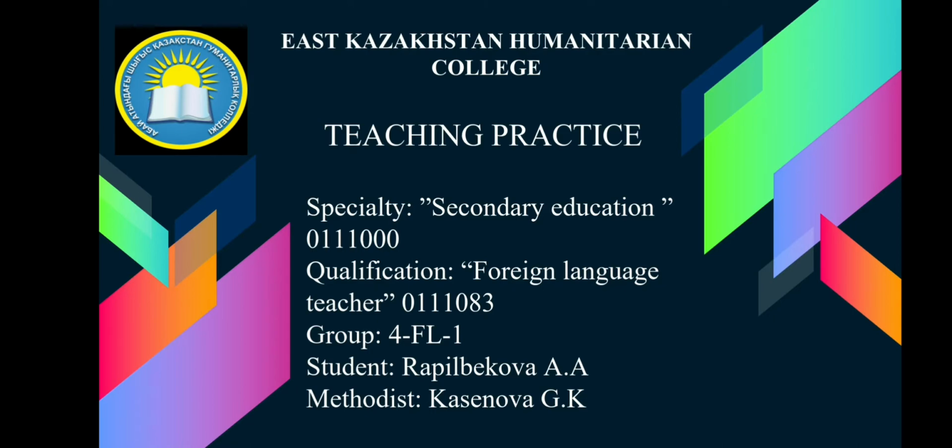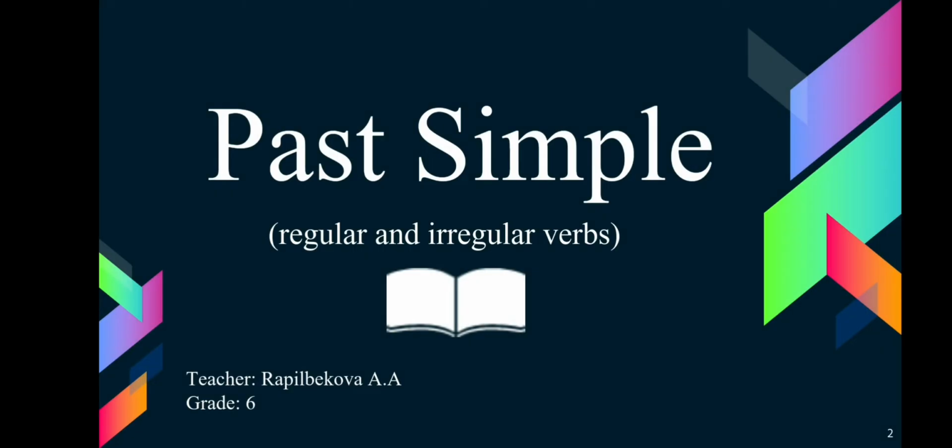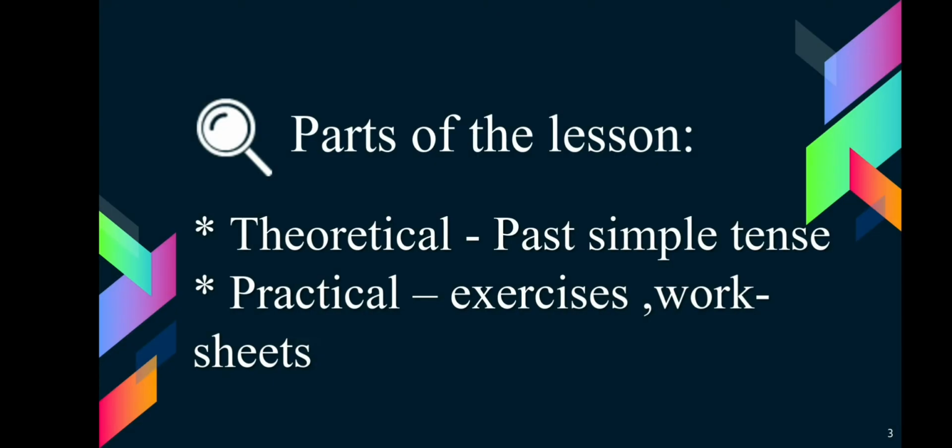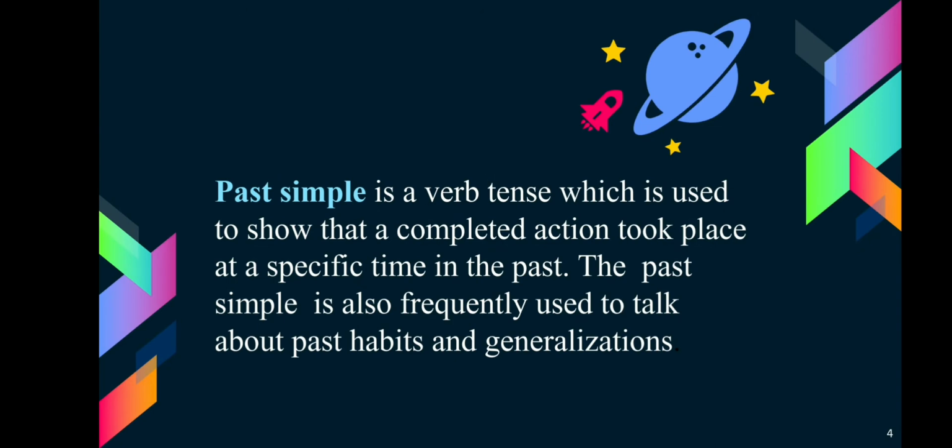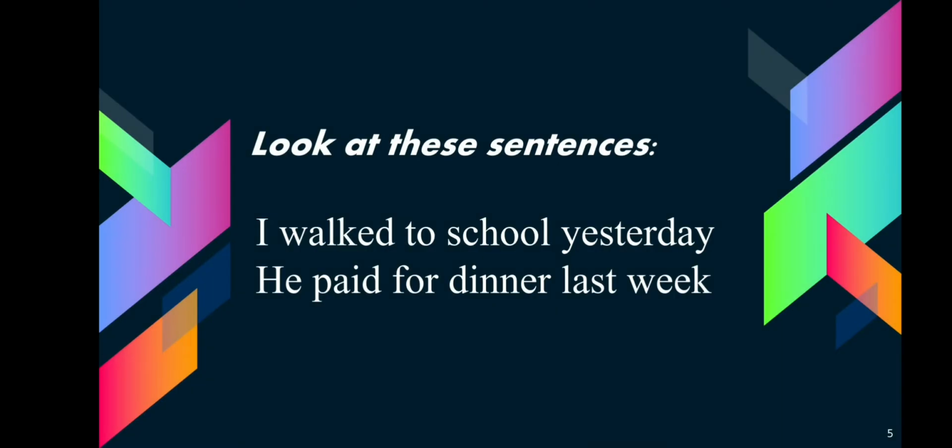Let's start our lesson. The theme of our lesson is past simple, regular and irregular verbs. Our lesson consists of two parts, theoretical and practical. Past simple is a verb tense which is used to show that a completed action took place at a specific time in the past. The past simple is also frequently used to talk about past habits and generalizations.